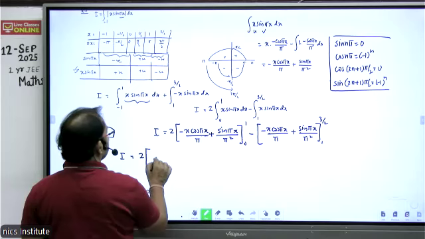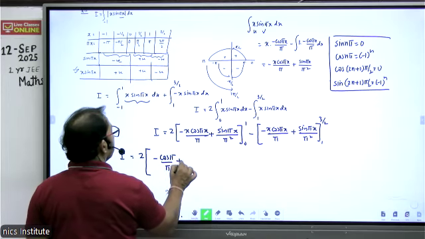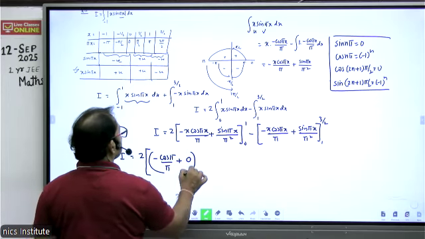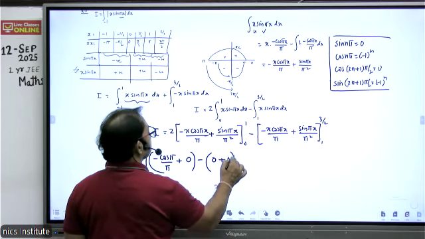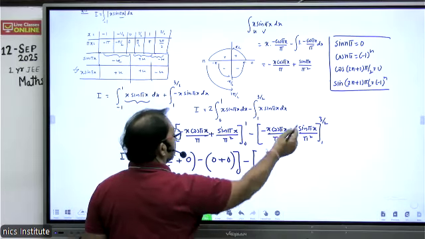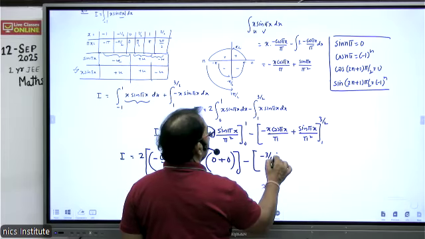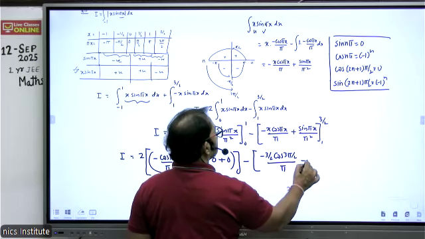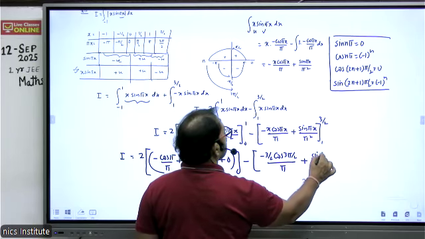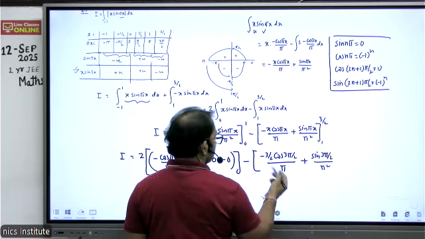Substitute the upper limit when x is 1. So cos pi by pi. Sin pi is 0. Then lower limit 0. This will become 0. Sin 0 is 0. Then second limit is 3 by 2. X is 3 by 2. Cos 3 pi by 2 would be 0. This is sin 3 pi by 2 by pi square. Sin 3 pi by 2 is minus 1.